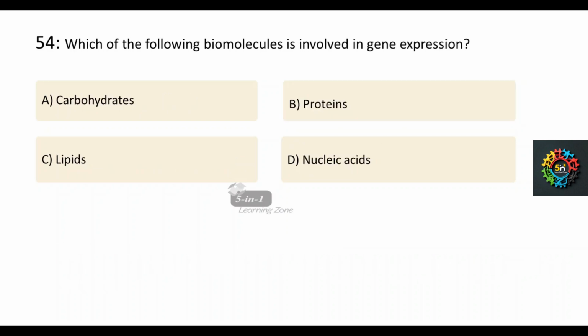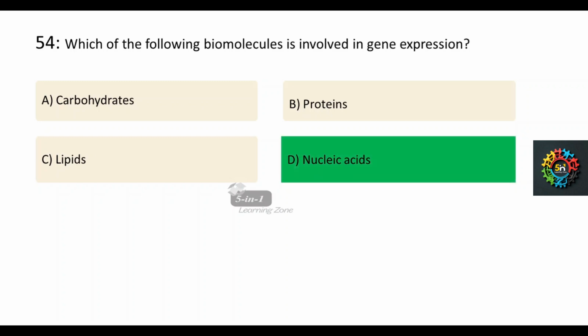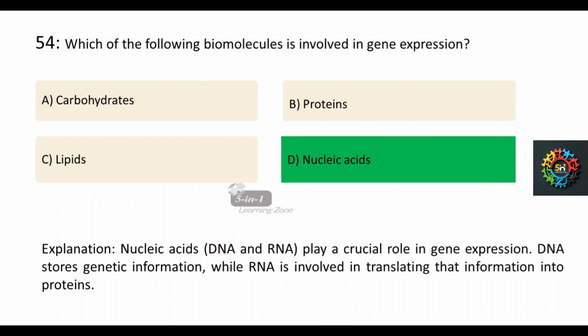54. Which of the following biomolecules is involved in gene expression? Answer: D. Nucleic acids. Explanation: nucleic acids, DNA and RNA, play a crucial role in gene expression. DNA stores genetic information, while RNA is involved in translating that information into proteins.